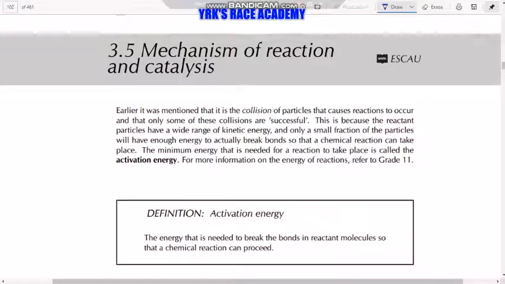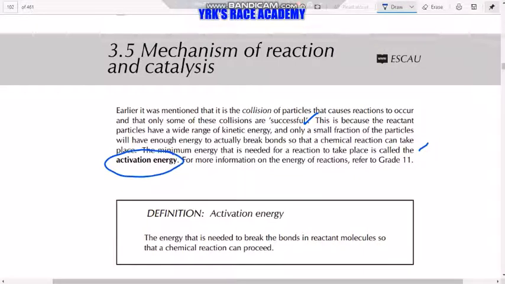Earlier it was mentioned that it is the collision of particles that causes reactions to occur, and that only some of these collisions are called successful collisions. This is because the reactant particles have a wide range of kinetic energy, and only a small fraction of particles will have enough energy to break bonds so that the chemical reaction can take place. The minimum energy needed for a reaction to take place is called the activation energy.